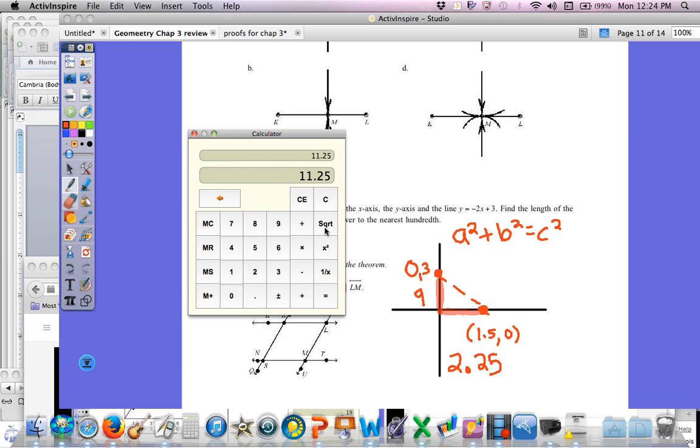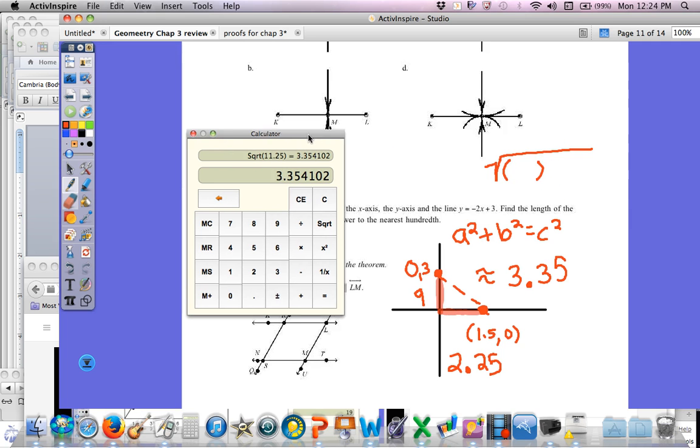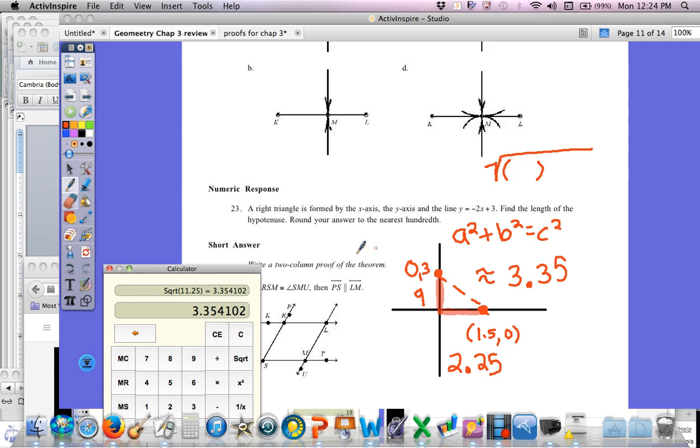And I need the square root. So that is roughly 3.35. I personally like this better because my experience is when I do this with all of the numbers squared and then pluses and minuses, sometimes you make a mistake. You can use distance formula also, and that's how you get the answer.